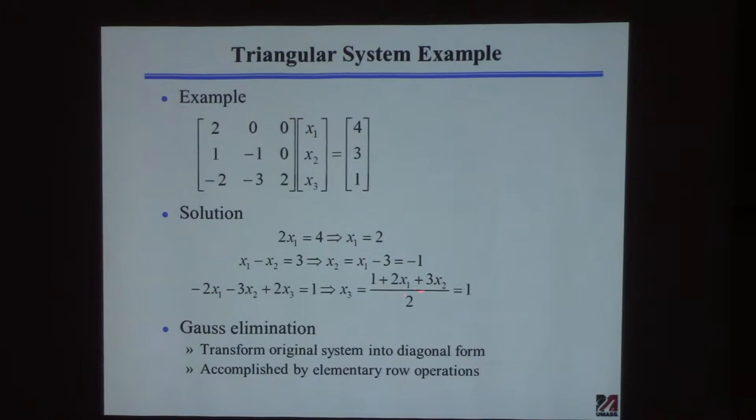Plug in x1, x2 into this equation. There they are. You'll find it's equal to 1. So that's great. So if all our systems of equations looked like that, they'd be easy to solve. That's called back substitution, right?